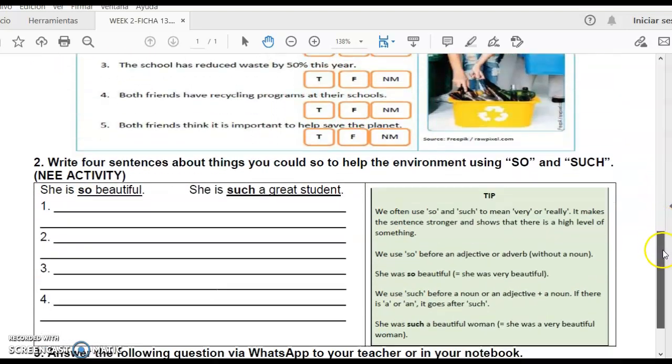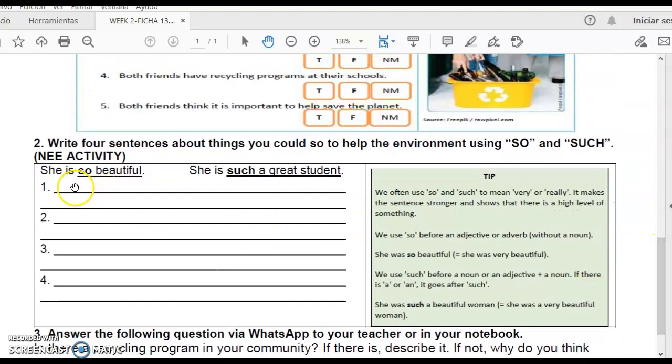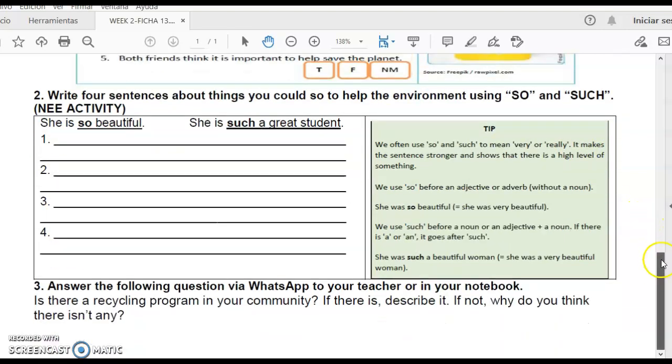Okay, according to this information, you have to write here 2 sentences with so and 2 more sentences with such. Okay, remember the use. Check this information out.